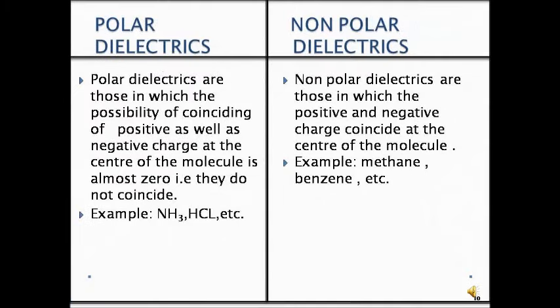Types of dielectrics are polar dielectrics and non-polar dielectrics. Polar dielectrics are those in which the centers of positive and negative charge in the molecule do not coincide. Non-polar dielectrics are those in which the positive and negative charge coincide at the center of the molecule.